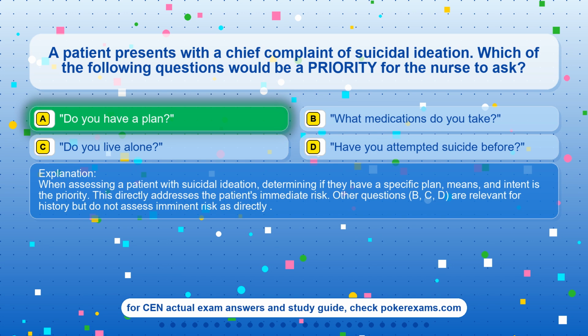When assessing a patient with suicidal ideation, determining if they have a specific plan, means, and intent is the priority. This directly addresses the patient's immediate risk. Other questions, B, C, D, are relevant for history but do not assess imminent risk as directly.